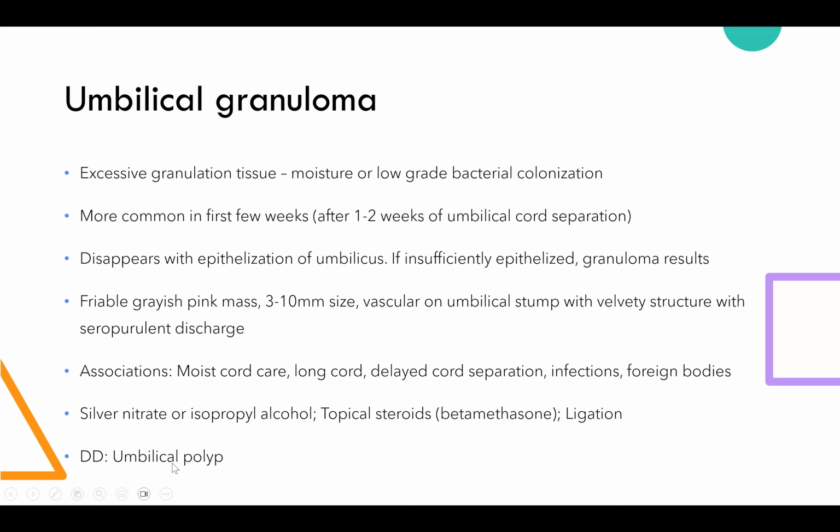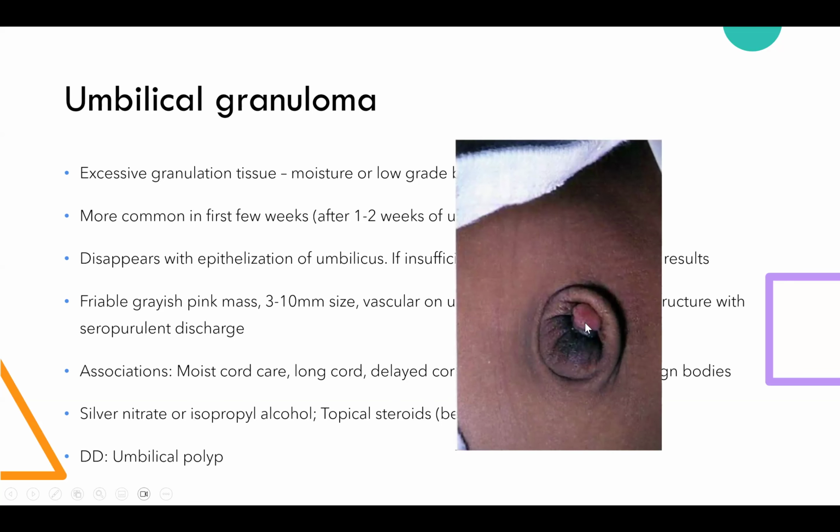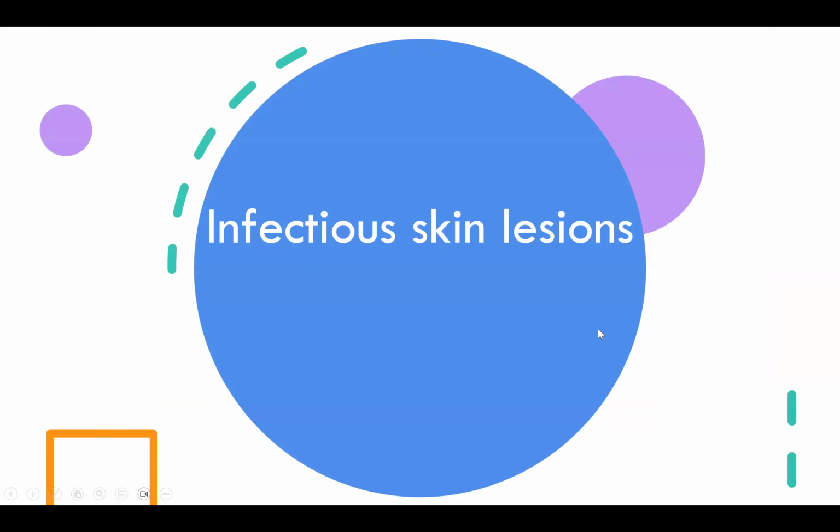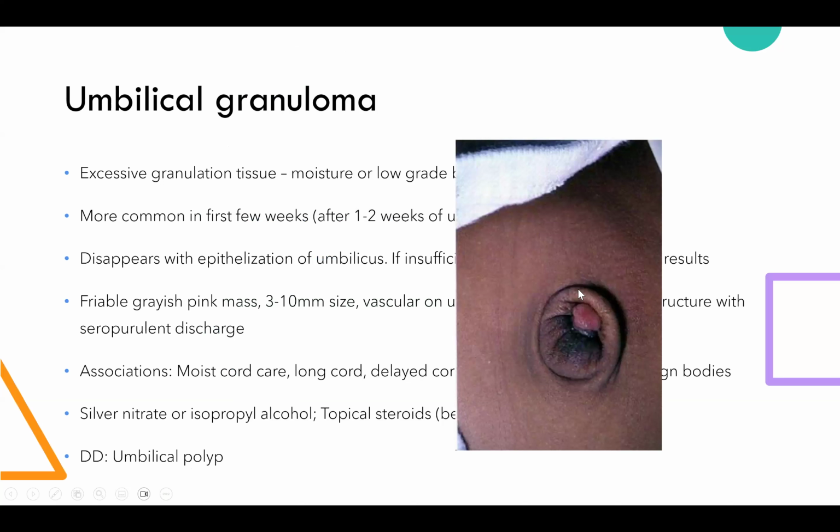The important differential diagnosis is umbilical polyp. And before diagnosing umbilical granuloma or umbilical polyp, in case of umbilical discharge, we should be careful to rule out patent urachus or patent vitellointestinal duct. So this is an umbilical granuloma presenting as a velvety vascular polyp, about 3 to 10 mm size in the umbilical region.